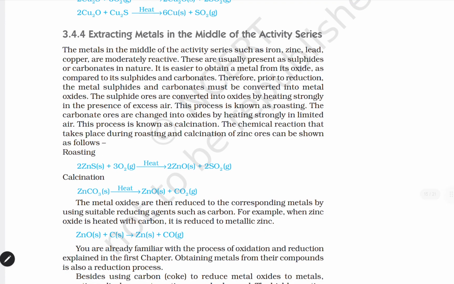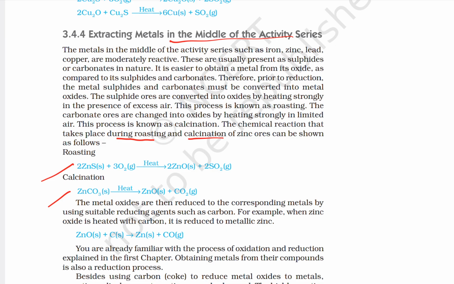Coming now to extracting the metals in the middle of the activity series, how do we obtain them? Here two methods are there. What are they? Calcination is one method, and the other is roasting. Take zinc as the example given here. Usually, these middle activity series materials exist either in the sulfide form or carbonate forms.